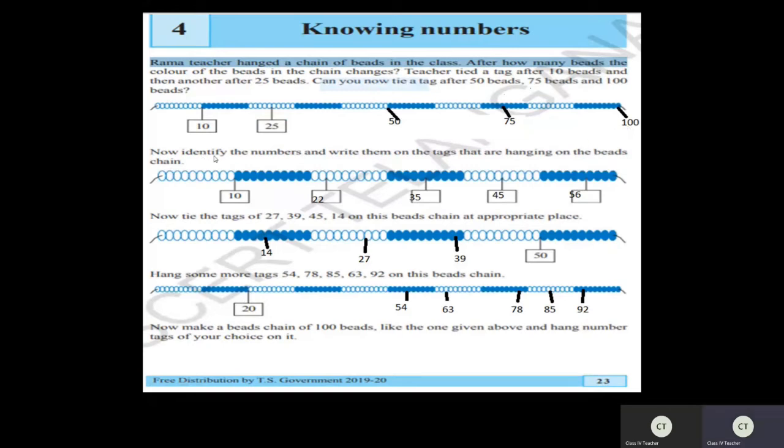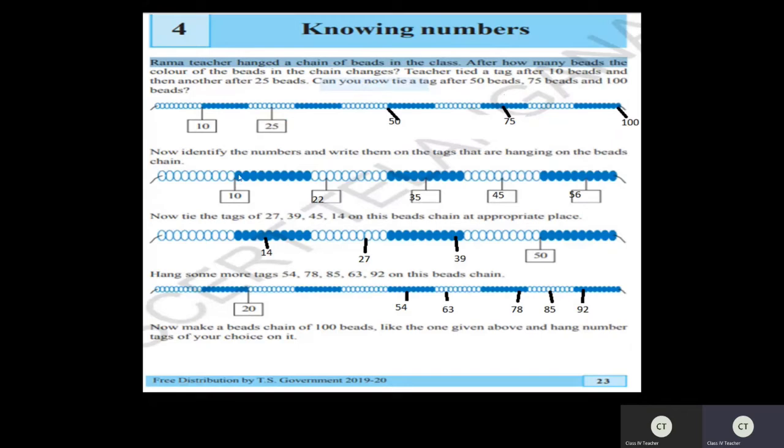The next question, now identify. When you tag, it is also called the representation on a number line, or on the beads, it is the same, children. Now identify the number and write them on the tags that are hanging on the beads. So you can see that one arrow and a box is written. Up till there, what is the count you are getting? Write those answers. So if you count here, first the white beads, 1, 2, 3, 4, 5, 6, 7, 8, 9, 10. So where is the tag?